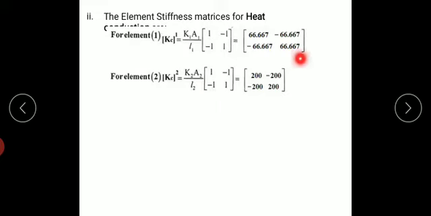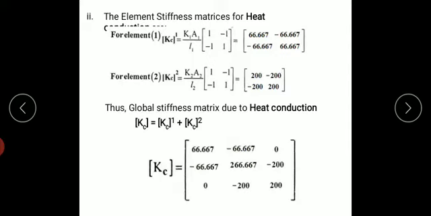If I substitute, I have the first element matrix as 66.667 and a symmetric matrix, and the second element as 200, that is also a symmetric matrix. Now global stiffness matrix due to heat conduction, Kc1 plus Kc2. So how to make this global? 1 comma 1, 1 comma 2, 1 comma 3, 2 comma 1, 2 comma 2, 2 comma 3, 3 comma 1, 3 comma 2, 3 comma 3. How am I going to get 1 comma 1, 1 comma 2? Here I have to specify for this element 1 2 1 2. Here I have to specify 2 3 2 3.